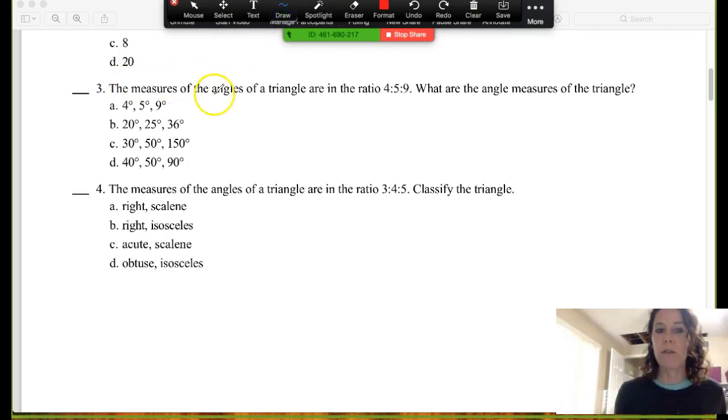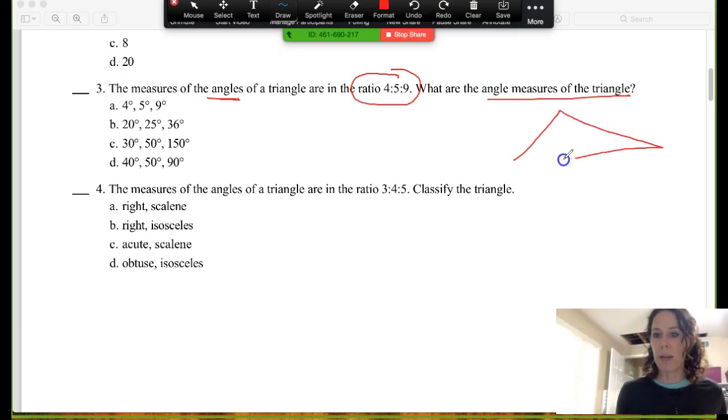All right, the measures of the angles of a triangle are in this ratio, 3 to 4, or excuse me, 4 to 5 to 9. What are the angle measures of the triangle? Well, any triangle, I mean, I don't know what this triangle is, but any triangle, all the interior angles of a triangle add up to be 180 degrees.